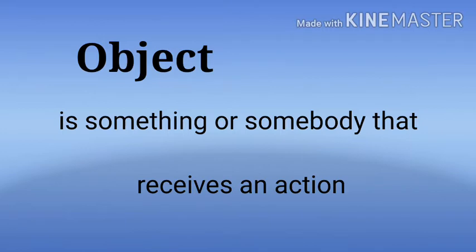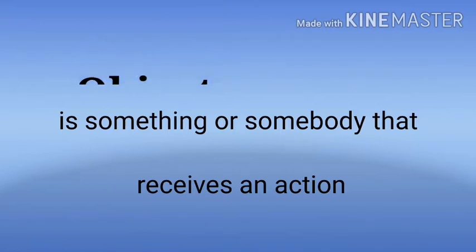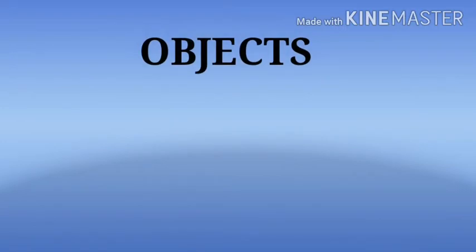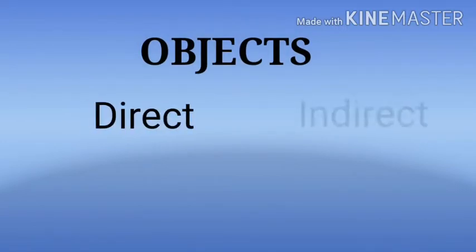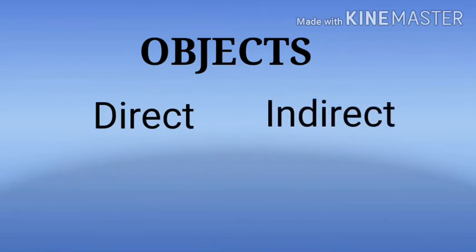That means a subject does an action, and that action is received by an object. Now this object is divided into two, that is direct and indirect object. So let's learn this direct and indirect object in detail.